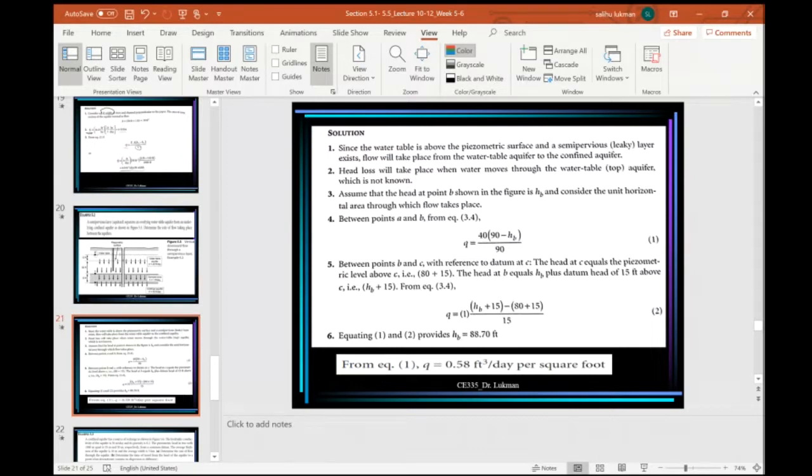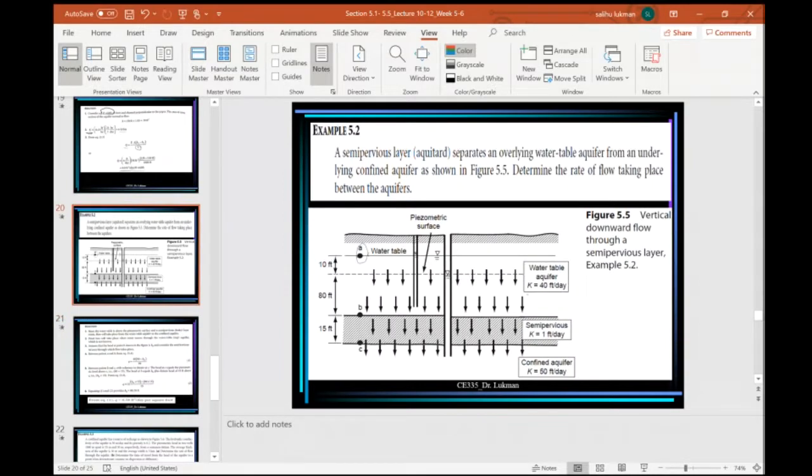Since the water table is above the piezometric surface, where is the piezometric surface? This is the piezometric surface of the confined aquifer, meaning this is the height to which water will rise in a well. You can see that this well has penetrated the confined aquifer, and water rises to this level. But the water table is above the piezometric surface. The water table is now the piezometric surface of the unconfined aquifer.